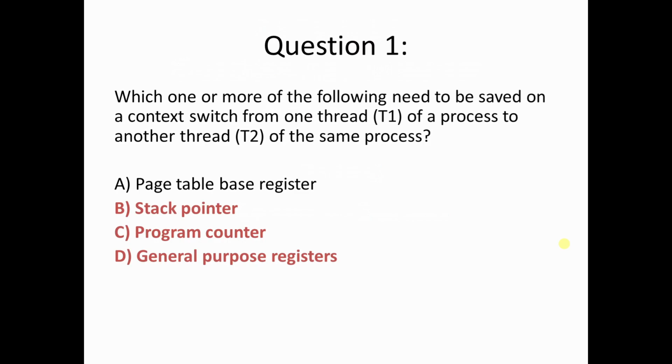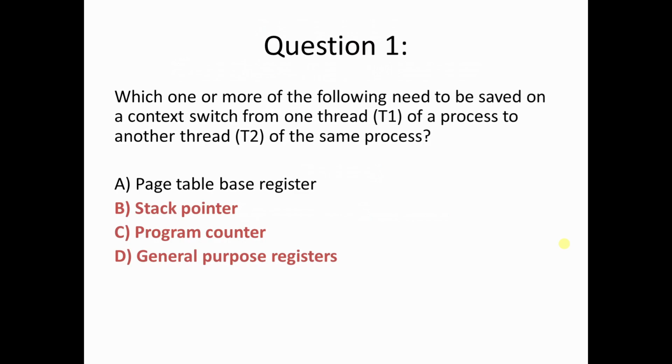Next option is stack pointer. This register points to the top of the stack of the currently executing thread. Here each thread will have its own stack. So the stack pointer has to be saved and restored on the context switch so that it can ensure the new thread uses the correct stack. So the stack pointer has to be saved when a process moves from one thread to the next thread.